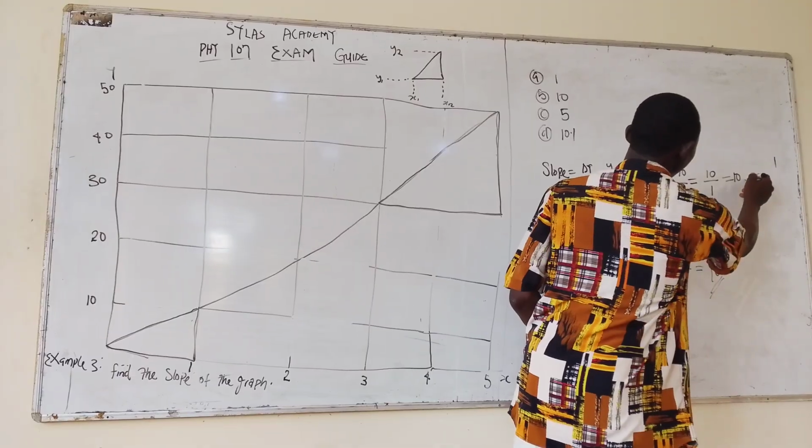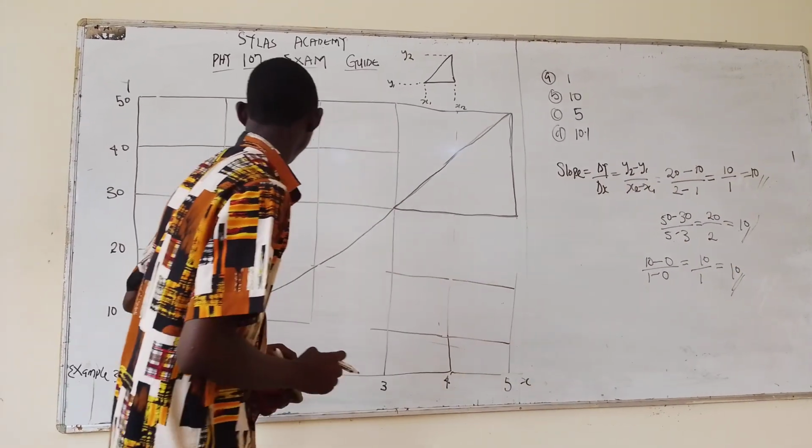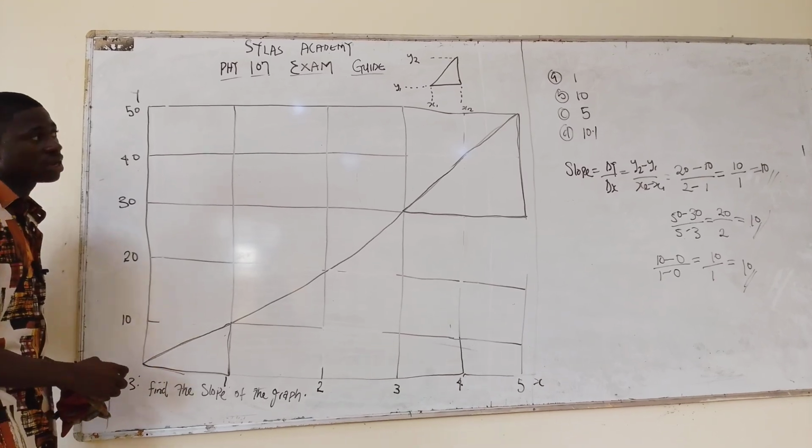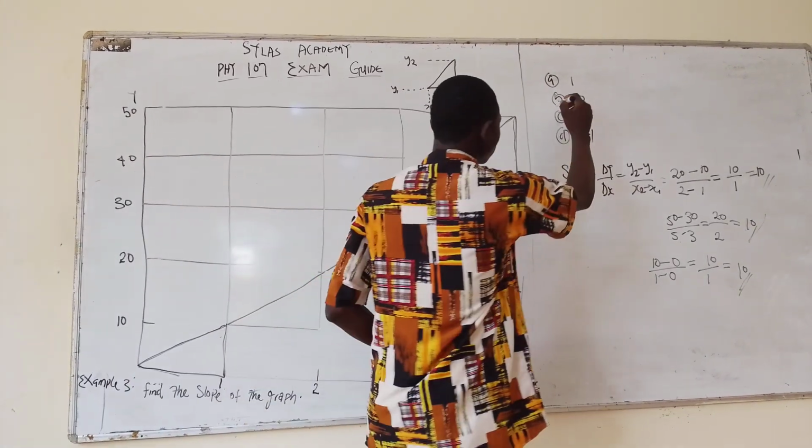No matter the level or place at which you take your slope on this graph, you get 10. Are you following now? So the answer becomes 10.